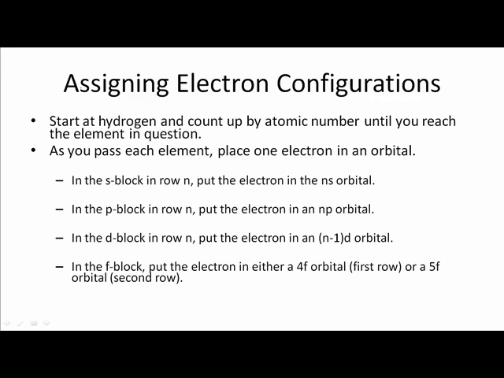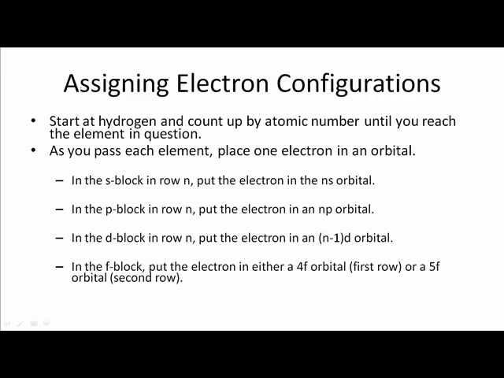And then I would go to element 3, which is lithium. That's in the second row in the S block. I'd put an electron in 2s. Then for beryllium, I put another electron in 2s. Now that's filled. I move on to element 5. That's boron. That's in the p block, second row. So I put an electron in 2p. And I do that for carbon and nitrogen and oxygen and fluorine and neon until 2p is filled. And I would keep going until I reached the element that I wanted.